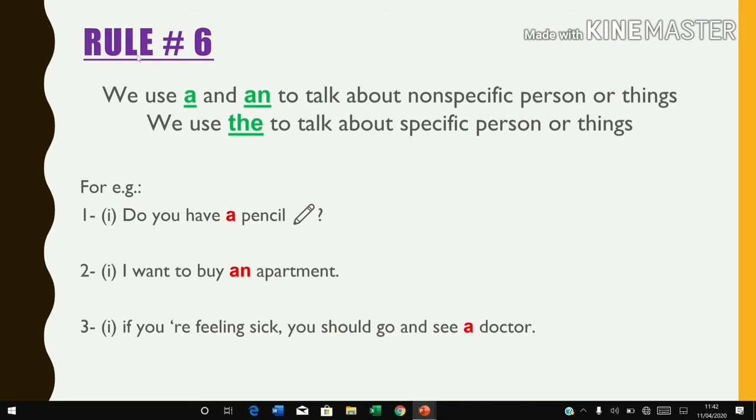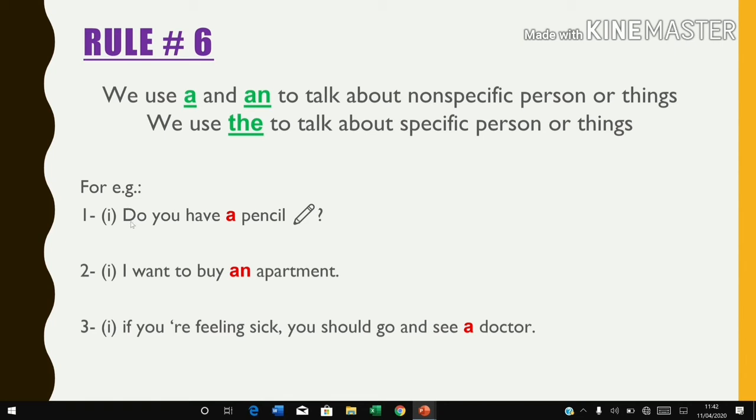Let's now talk about rule number 4. We use "a" and "an" to talk about a non-specific person or thing. We use "the" to talk about a specific person or thing. For example, here are a few examples on our screen. Okay, what does that mean?